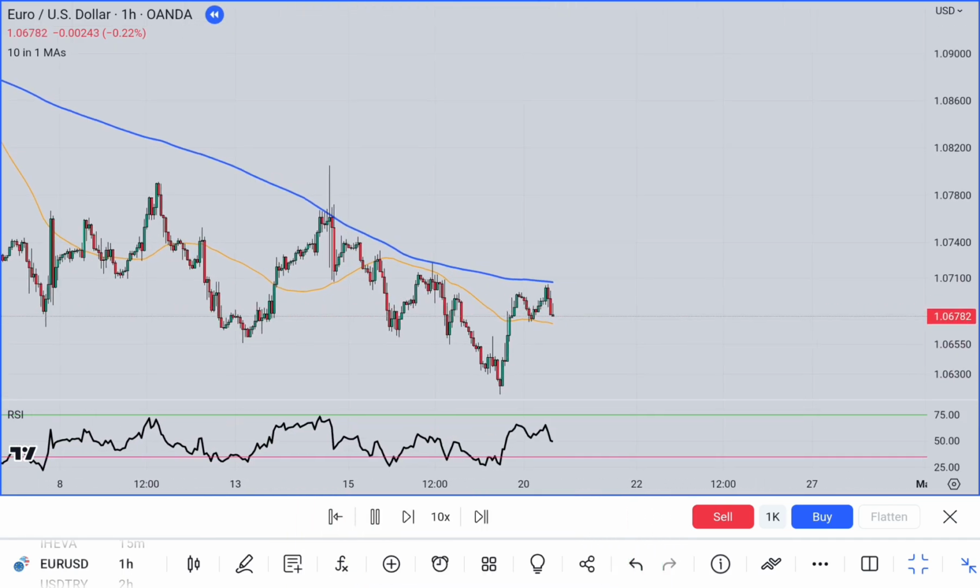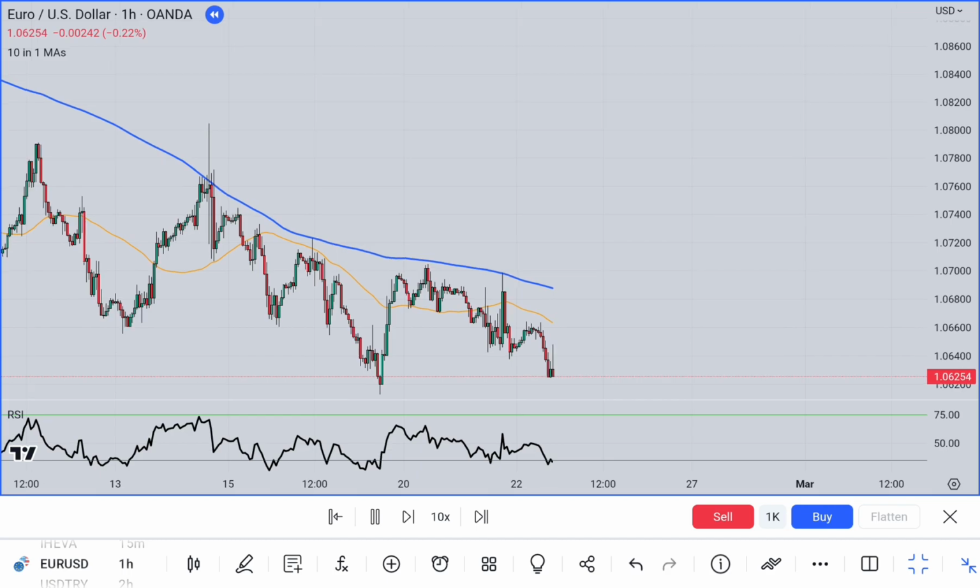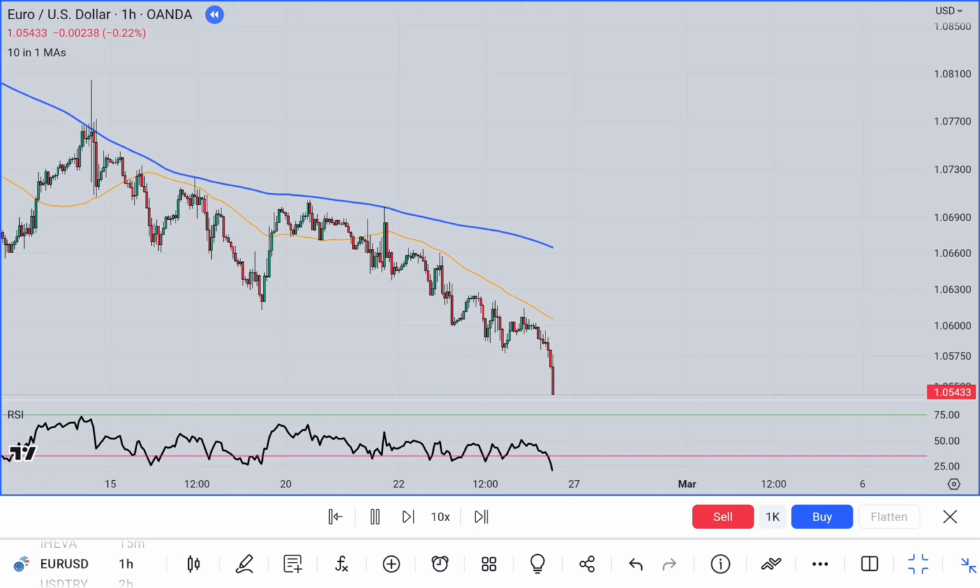Without further ado, let's quickly set up the parameters of the two indicators we will use and get started.